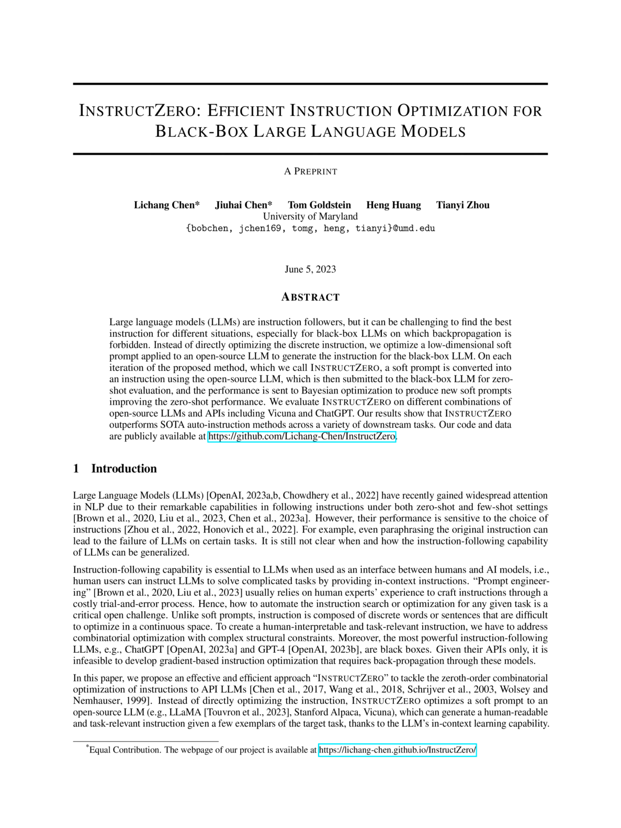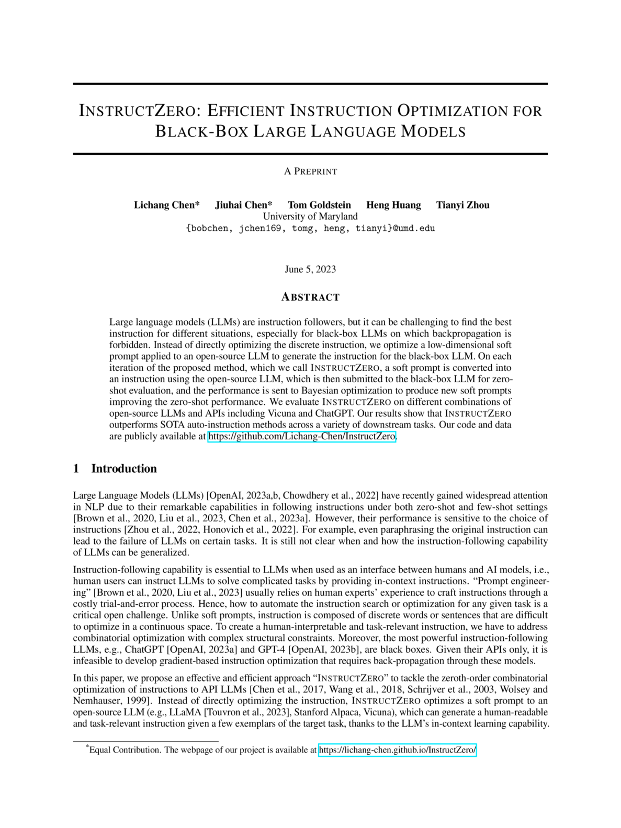Moreover, the most effective LLMs, for instance, ChatGPT and GPT-4, are pretty much black boxes. Working only with their application programming interfaces, APIs, makes it unviable to create gradient-based instruction optimization, which would necessitate backpropagation through these models. To navigate these obstacles, we're introducing an approach we've dubbed InstructZero. It aims to effectively and efficiently handle the combinatorial optimization of instructions for API LLMs.